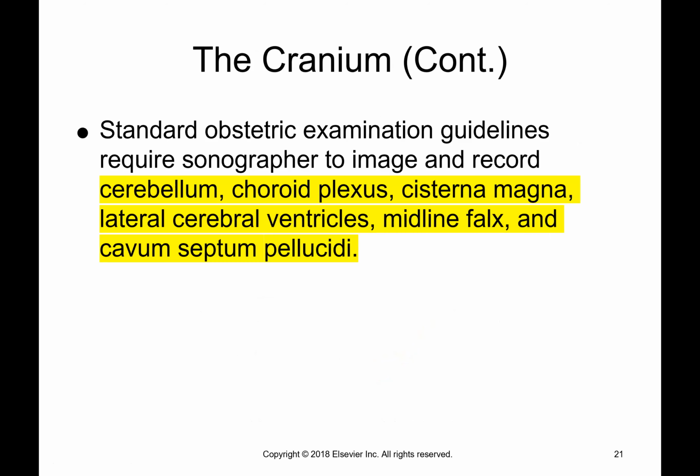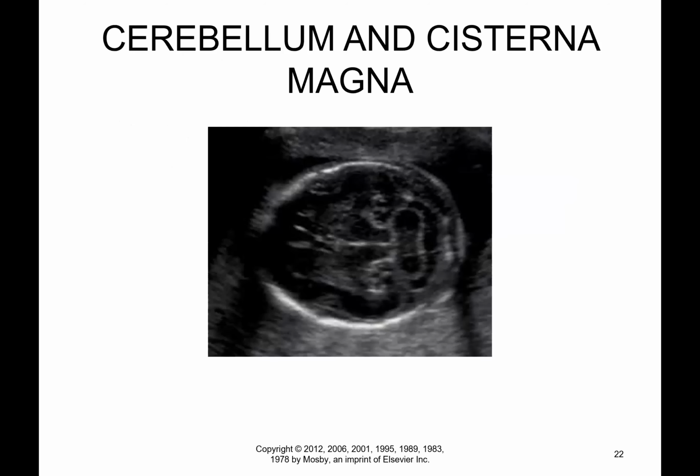What I highlighted is what I want you to know and to be able to identify on an ultrasound. And that's the cerebellum, the choroid plexus, the cisterna magna, the lateral cerebral ventricles, the midline falx, and the cavum septum pellucida. Those are the things that we look at routinely in our scans. So this is what I'm gonna show you.